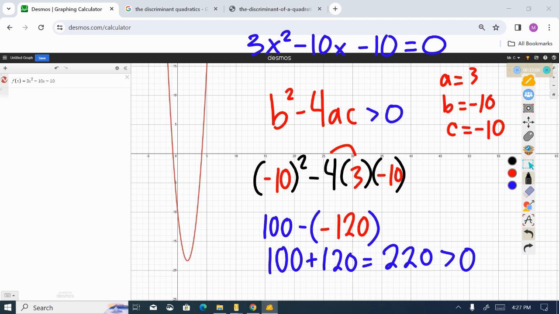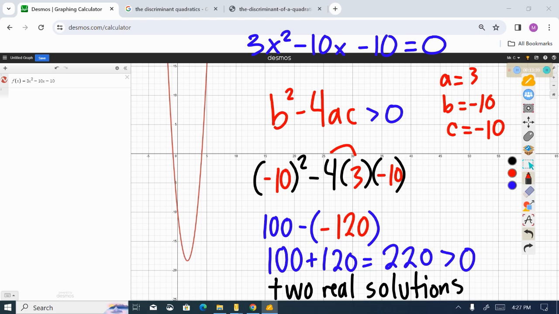And so based on our work that we've been doing lately, this means this definitely has two real solutions, okay? But this is not necessarily going to be a rational solution, because we have a square root of 220 that we'd have to take, right? And so is that going to be a rational value when we take the square root of 220? Well, we could go look at that, right?